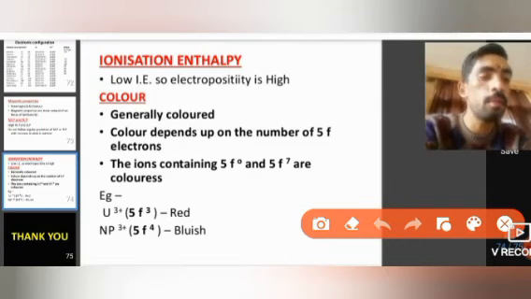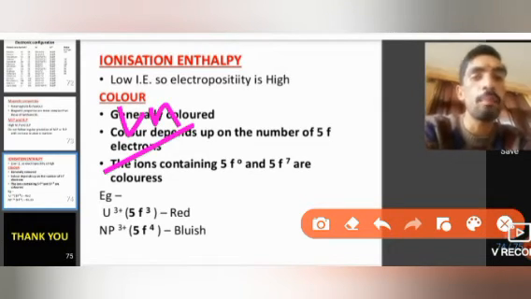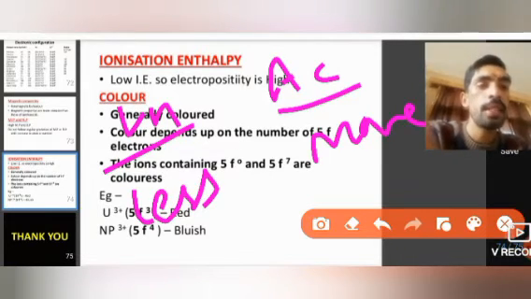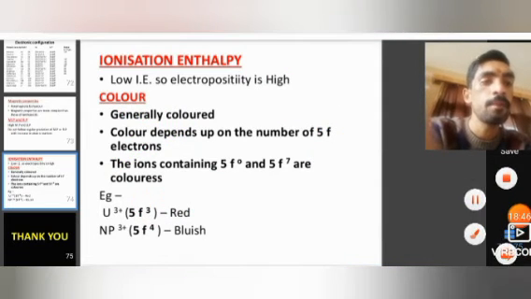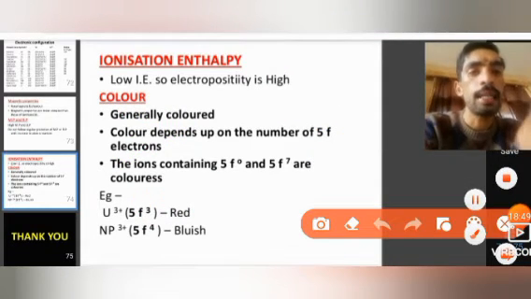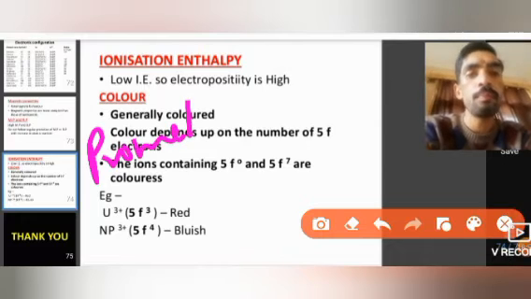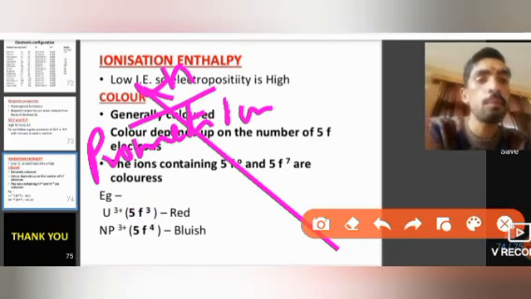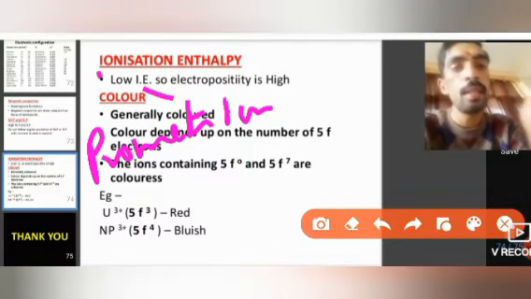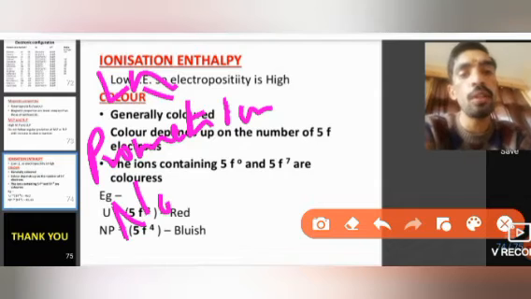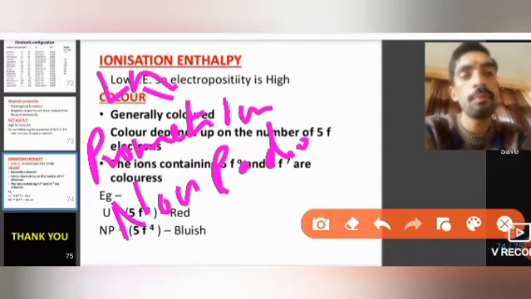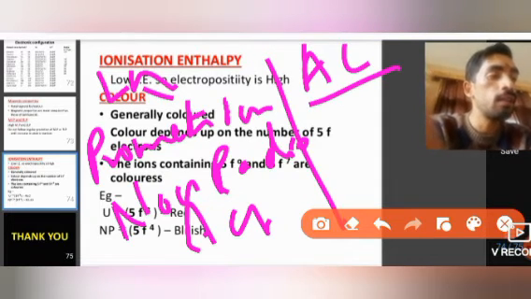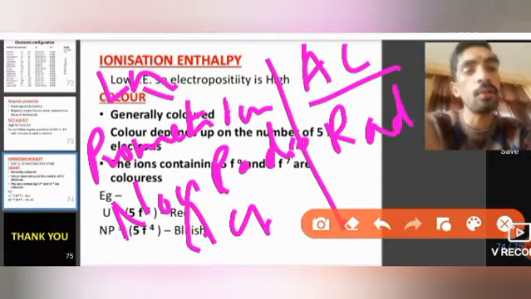Now on the basis of chemical properties, the tendency to form complexes is less in lanthanides, whereas in actinides the tendency to form complexes is more. The second property is radioactivity. Except promethium, lanthanides are non-radioactive, whereas in the actinide series all are radioactive substances.